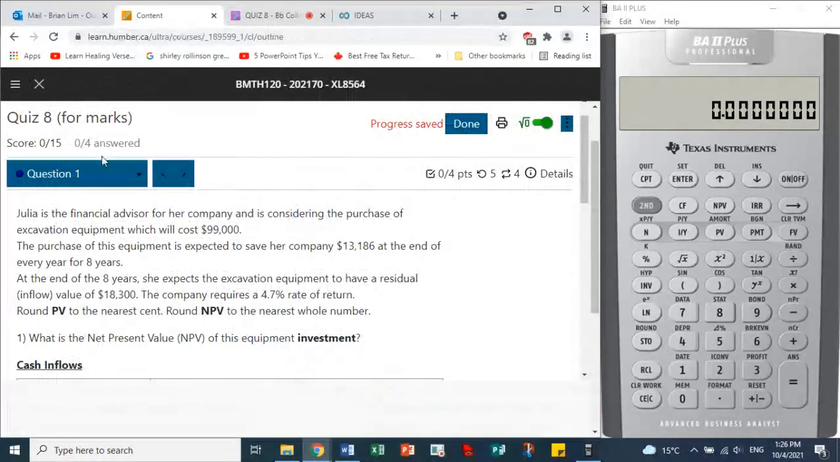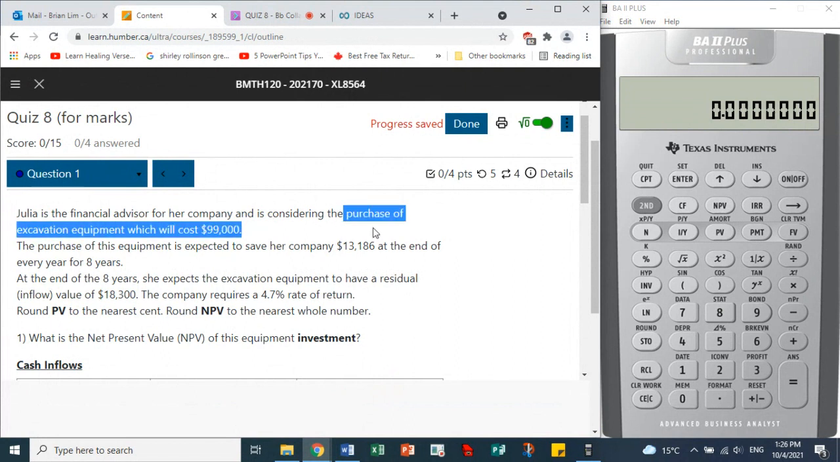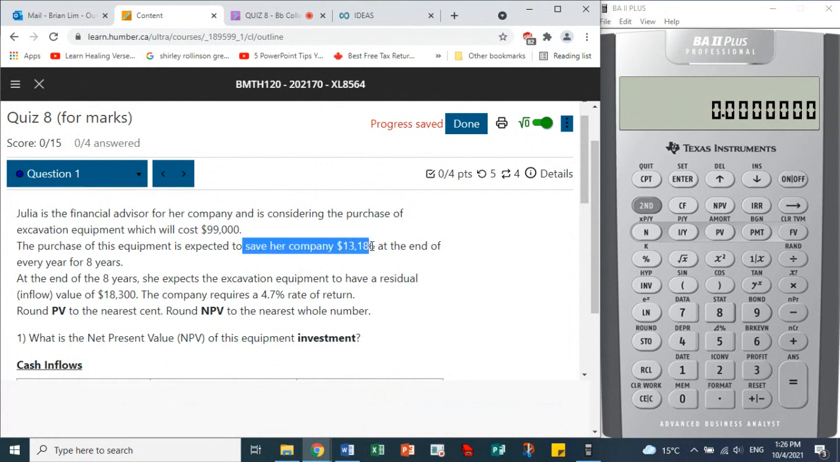Okay, this is quiz 8, question 1. Julia is the financial advisor for her company and is considering the purchase of an excavation equipment which will cost $99,000. Okay, now the purchase of this equipment is expected to save her company $13,186 at the end of every year for 8 years.